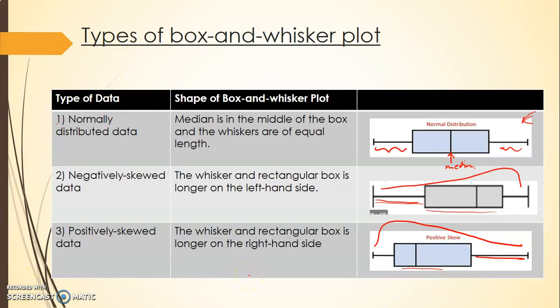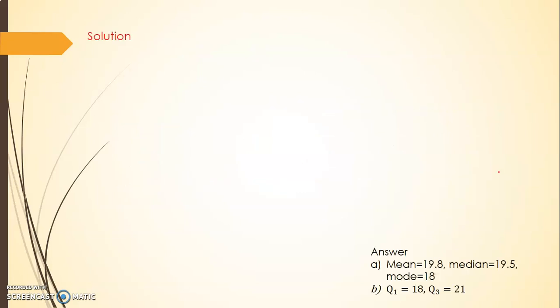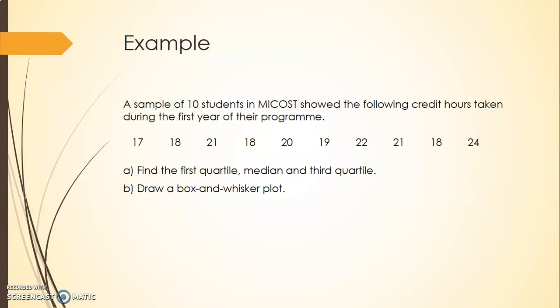Alright, let's try one example. A sample of 10 students in Mikos College showed the following credit hours taken during the first year of their program. Question A, find the first quartile, median, and the third quartile. Question B, draw a box and whisker plot. For the first question, because these are measures of position, the first step is we must sort the data in ascending order.